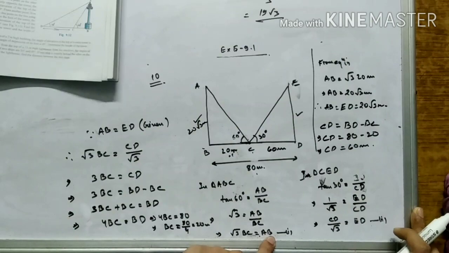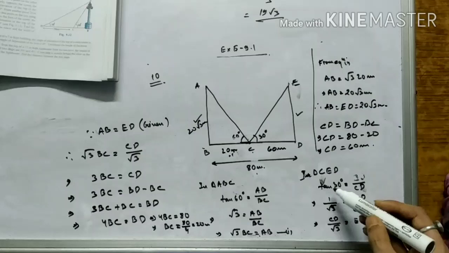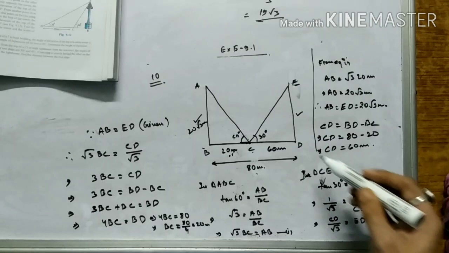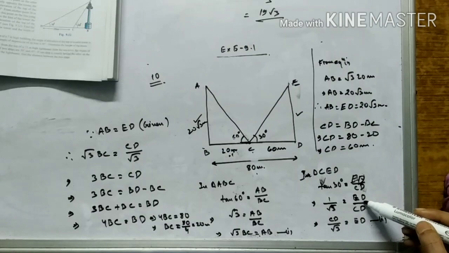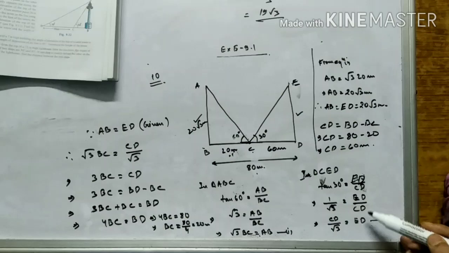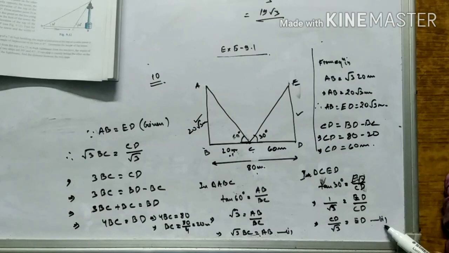And then I will take this triangle. This triangle it is 30 there. I will use tan 30. Tan 30 is equal to perpendicular by base, that is ED by CD. So tan 30 means 1 by root 3. 1 by root 3 is equal to ED by CD. Now ED value I don't know, CD value I don't know. So ED is equal to CD, that's what I will send. This is equation 2. Understand?